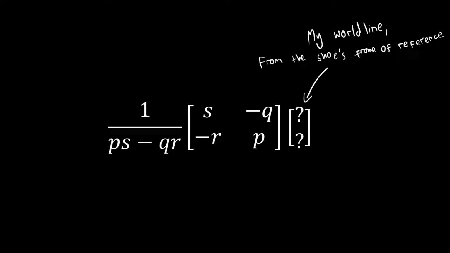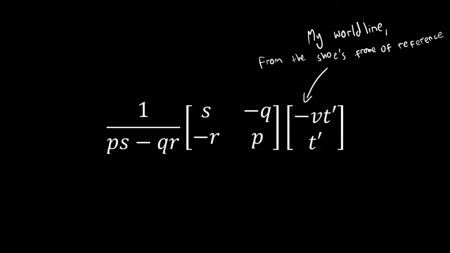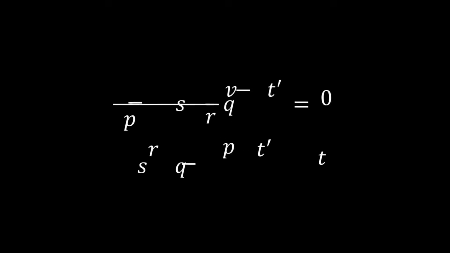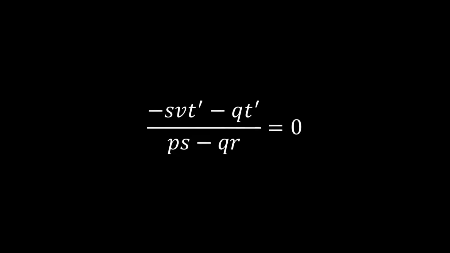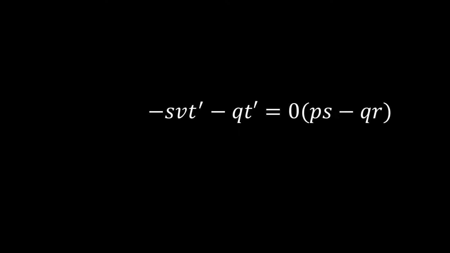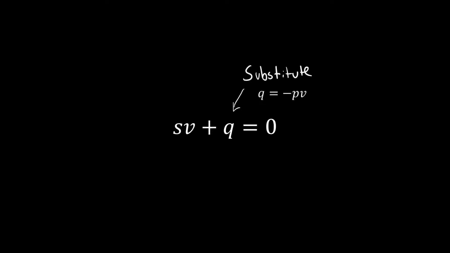But what is my world line from the shoe's frame of reference? Well, if I see the shoe as going at v meters per second in the positive x direction, the shoe sees me going v meters per second in the negative x direction, or negative v meters per second. So from the shoe's point of view, my world line can be represented by this vector here. And now we can write the equation and solve it. And we've shown that S is equal to P. Two variables down, two to go.